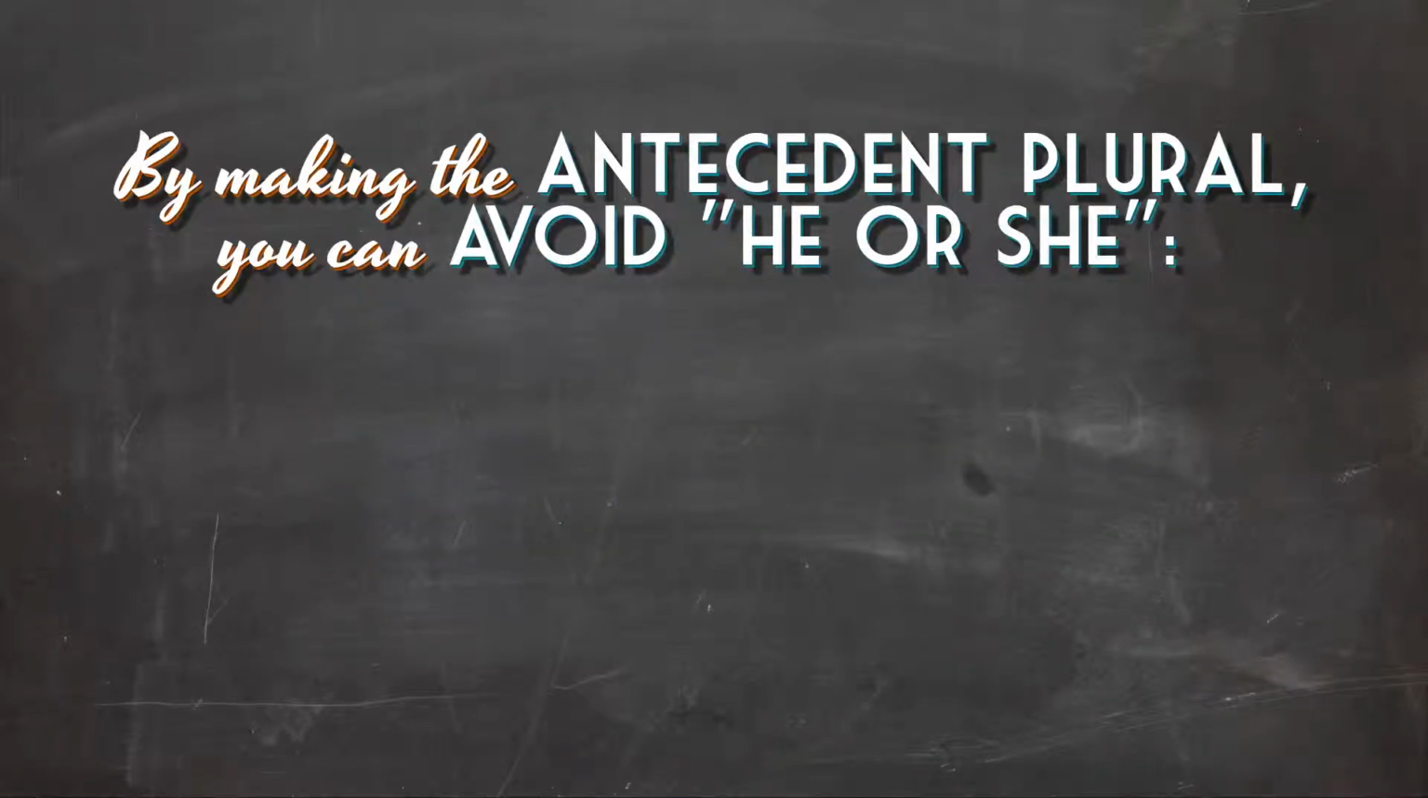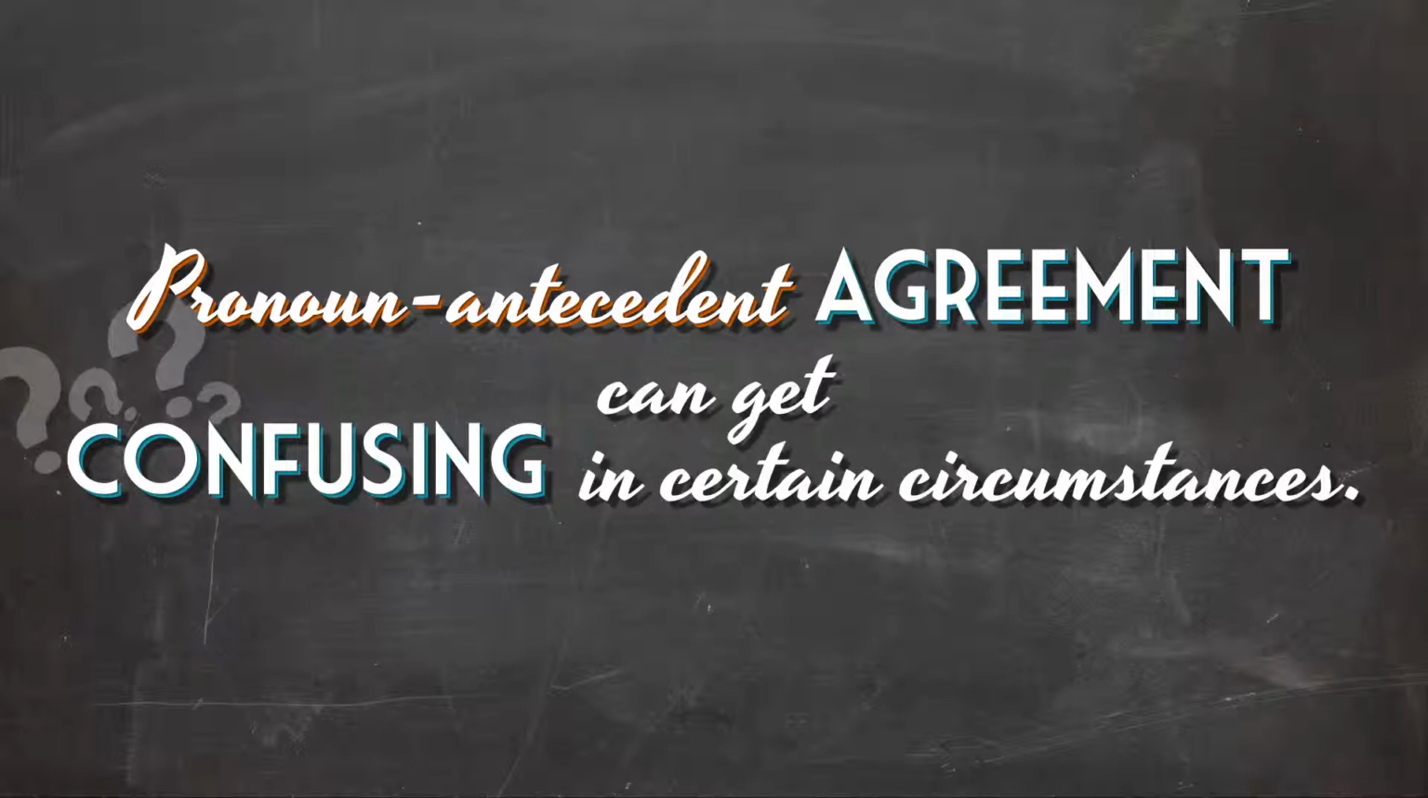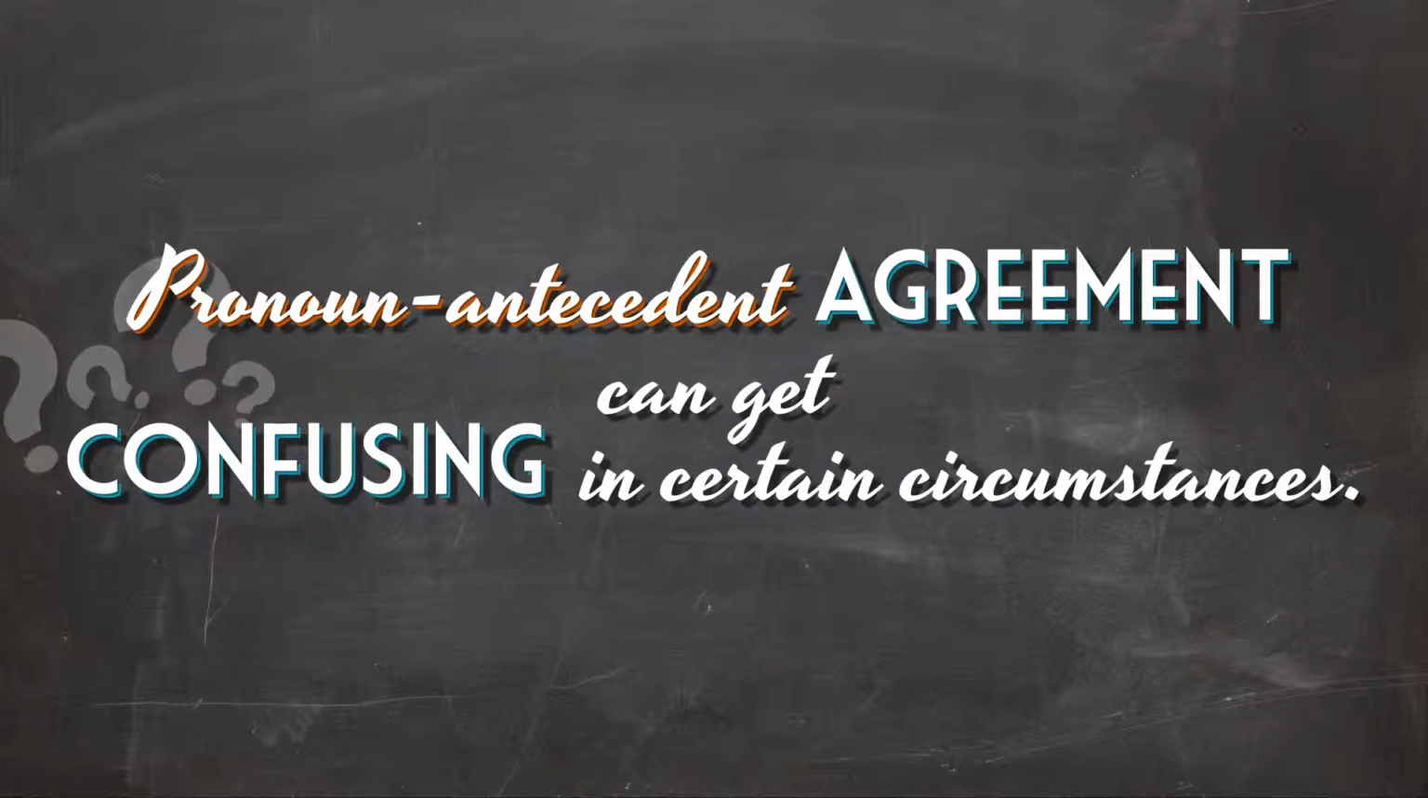By making the antecedent plural, you can avoid that clunky he or she. If people do not believe in climate change, they should read the research. Pronoun antecedent agreement can get confusing in certain special circumstances. I'll review those circumstances here.